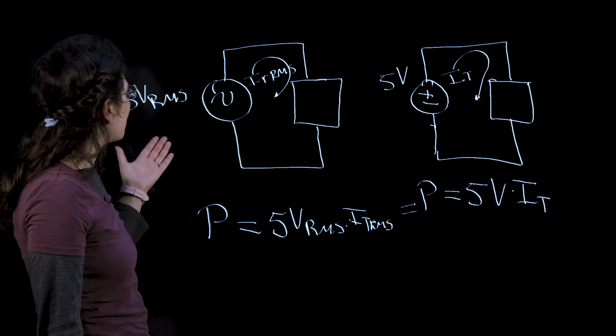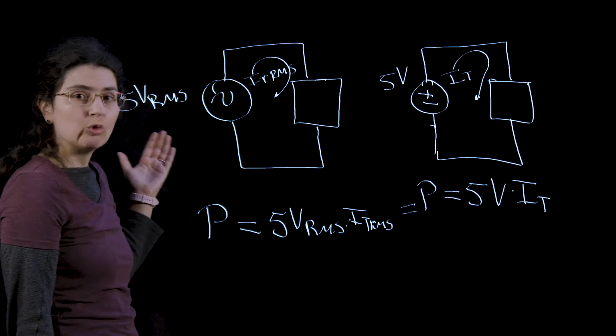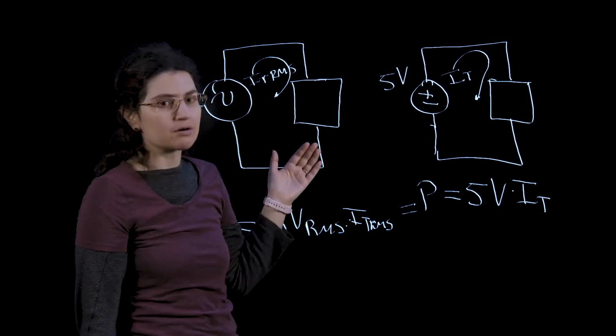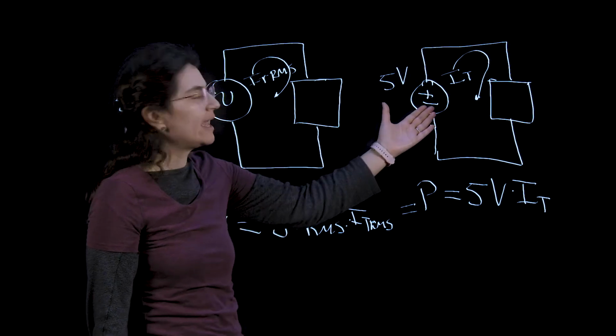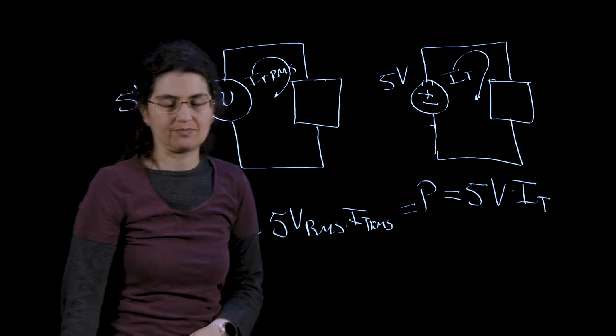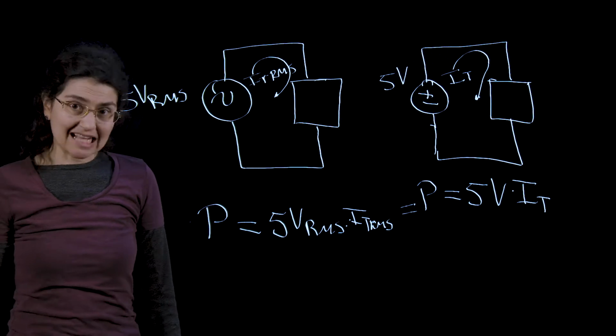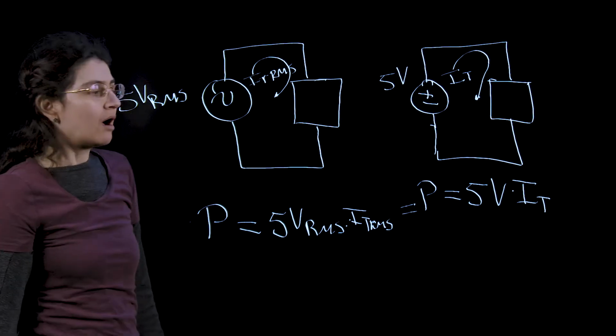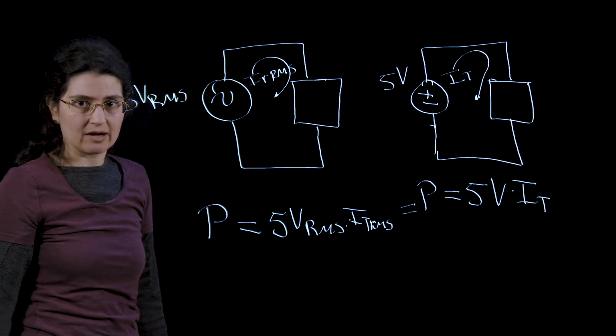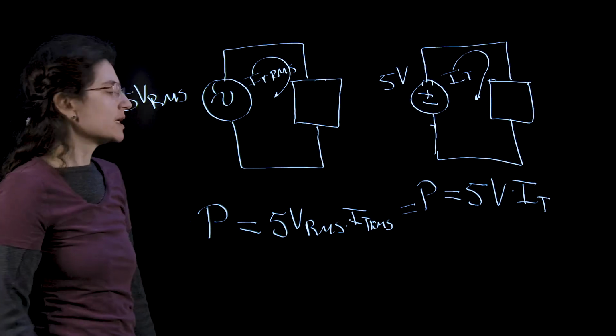So a 5 volts RMS source will deliver the same power to a given circuit as a 5 volts DC source. And that's why we need to know what the RMS is, so that we can calculate the power accordingly.